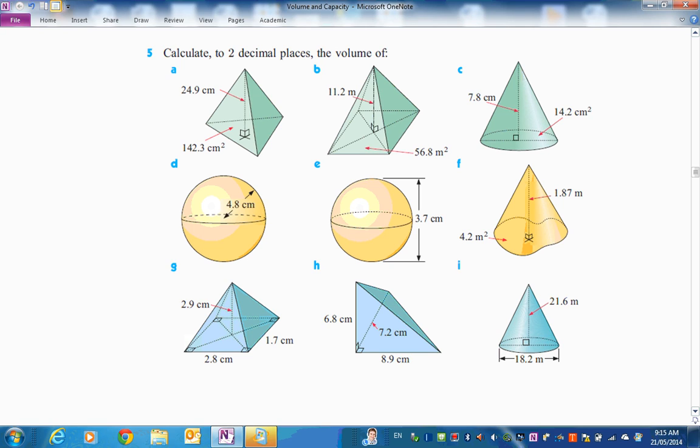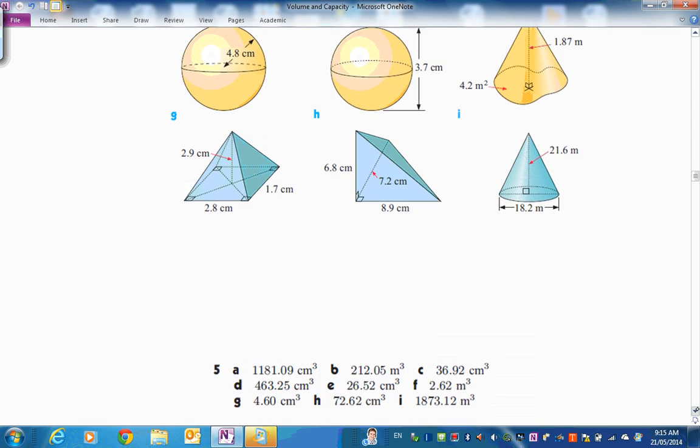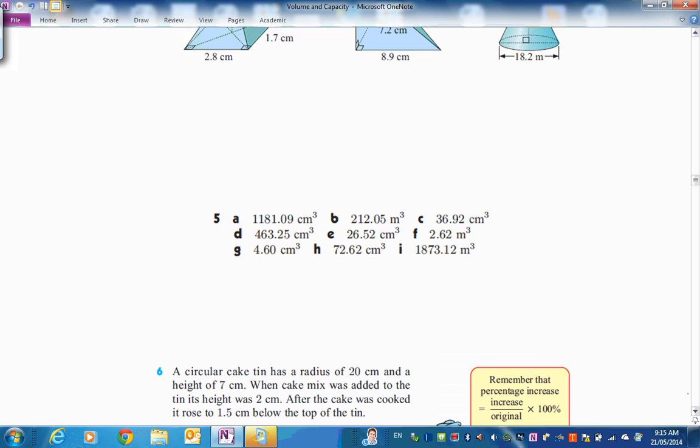Okay, pause the presentation and then I'm going to show you the answers. All right, so here are the answers now to question 5. All right, hope you're going well. It's a matter of just identifying the type of problem that you've got. Is it a uniform cross-section or not? And then away you go.